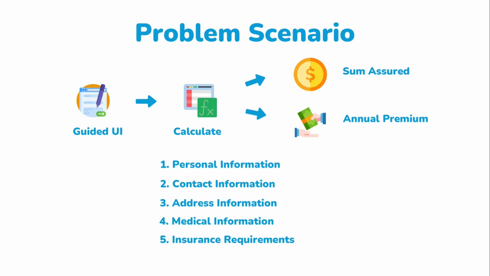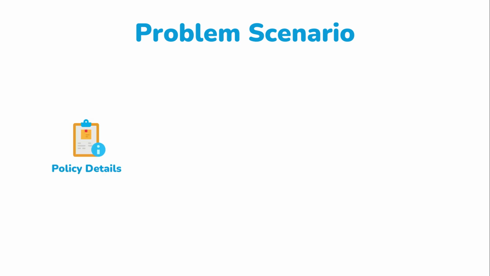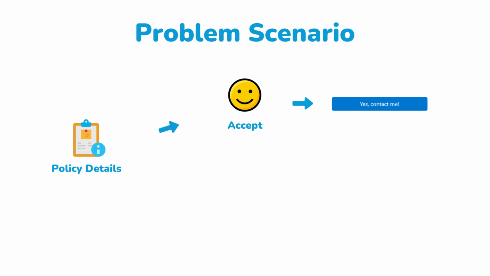Once all these details are collected from the user, we need to calculate and present the policy details to that user. We need to allow that user to proceed further by clicking on a button where we will create a lead object record in the database. If the user is not interested, he or she can click on cancel to decline the offer.